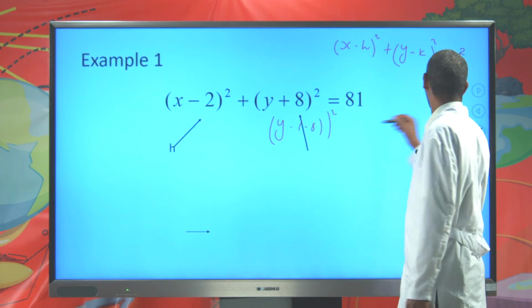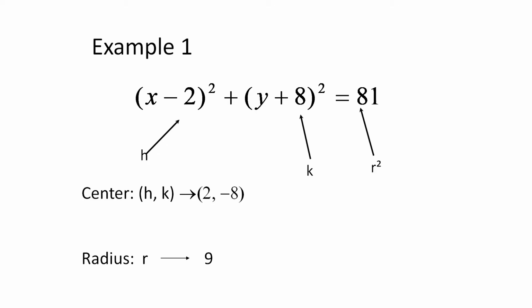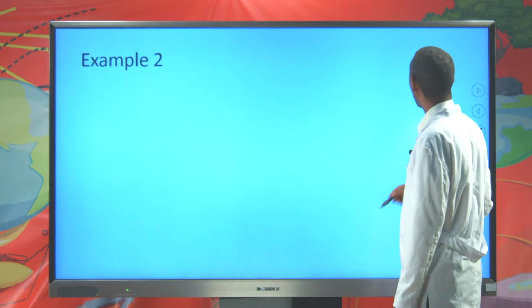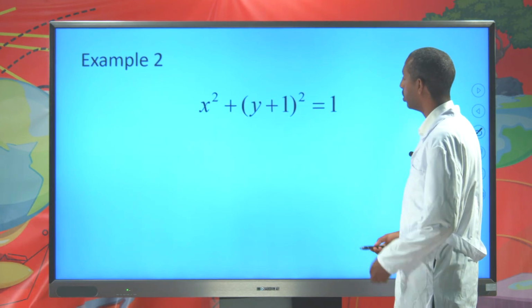So this is the value of k. So r square is 81. In order to find what r is, we just square root it. So the center (h, k) is (2, -8), and the radius is the square root of 81, which is 9.